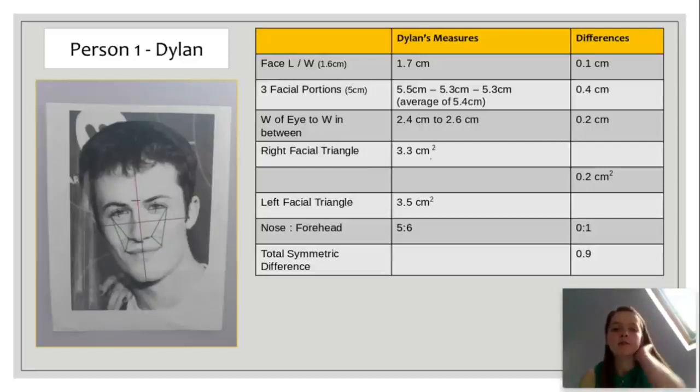Then we have the left facial triangle, 3.5 centimeters squared, in comparison to the right, 3.3 centimeters squared. Subtracted those to get 0.2 centimeters squared. Nose to forehead ratio was 5 to 6 because the nose was a perfect 5 centimeters and the forehead was 6 centimeters, so we have a 0 to 1 difference. I added those all up together to get a total symmetric difference of 0.9.